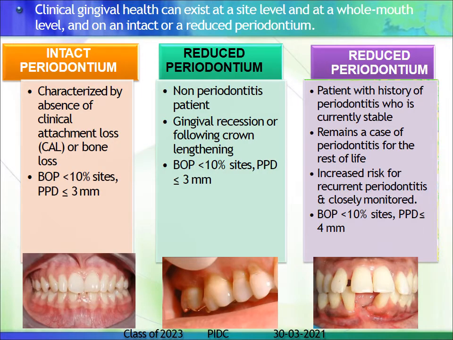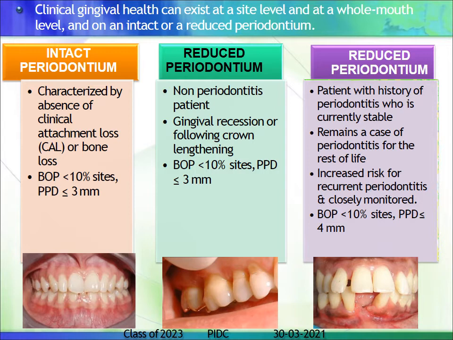Okay, so this clinically gingival healthy patient, healthy status can exist at a site level, or it could exist at an overall mouth level. It could exist at an intact periodontium, or it could exist at a reduced periodontium. So first of all, we will see in an intact periodontium. Clinical gingival health in an intact periodontium is the same as above, as I told you, just that there is no clinical attachment loss or bone loss.